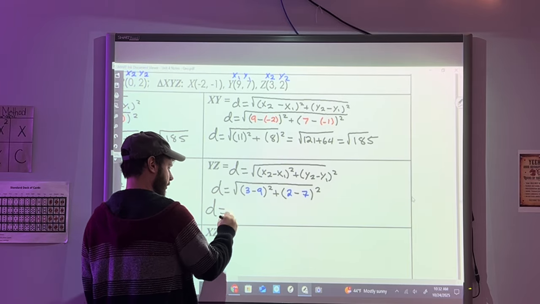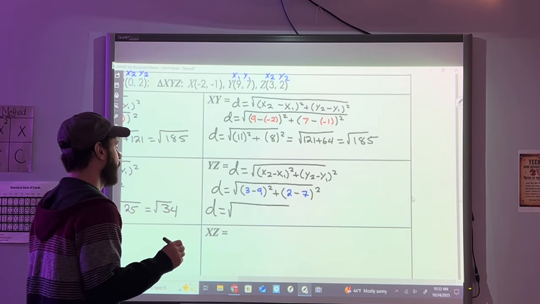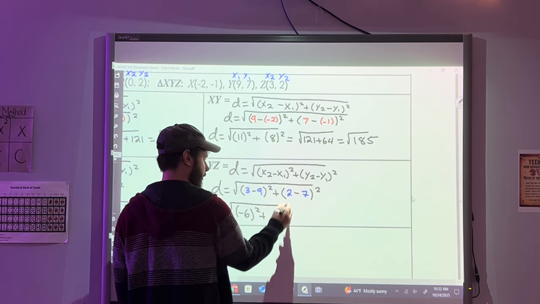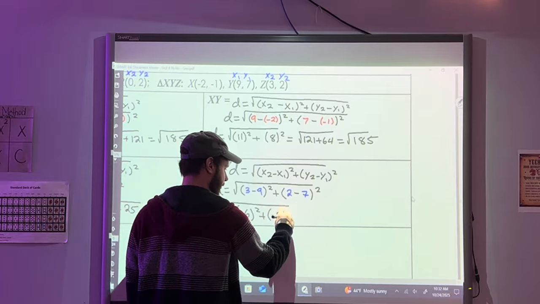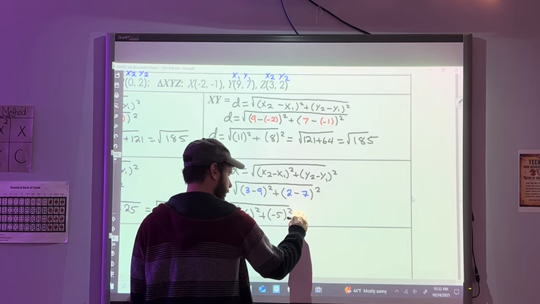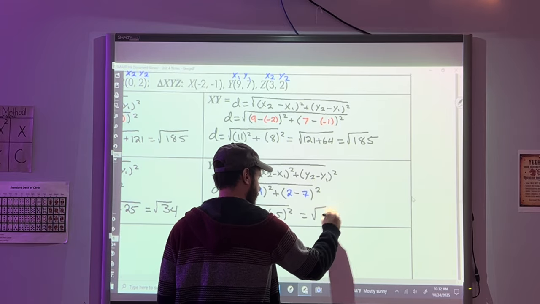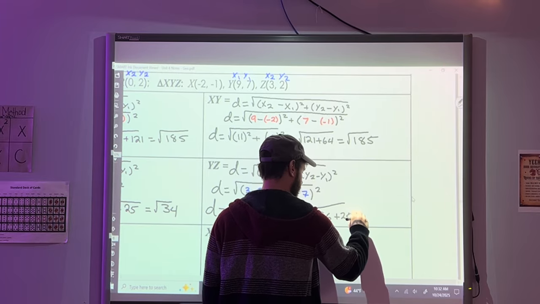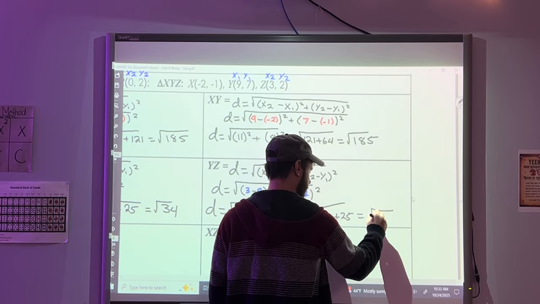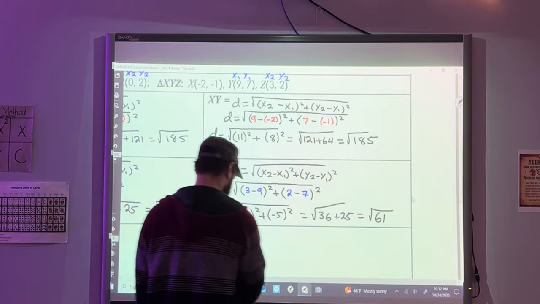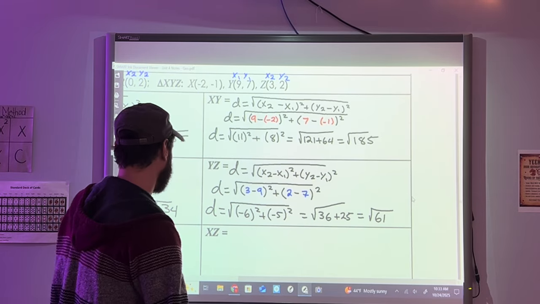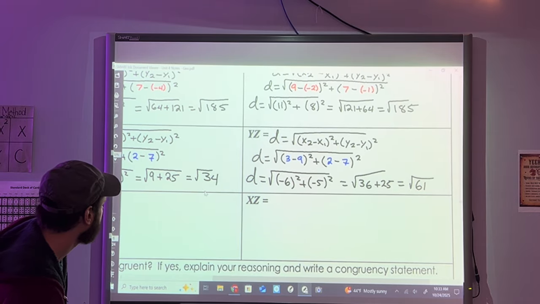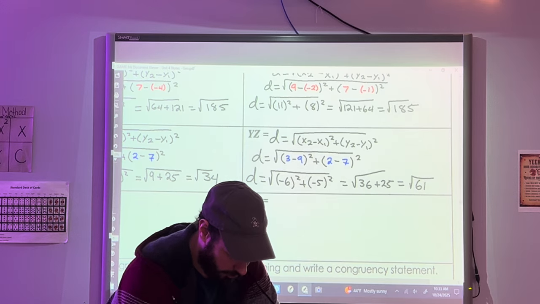Distance equals big ol' square root. 3 take away 9, negative 6 squared, plus that is negative 5 squared. All right, that's going to be 6 times 6 is 36. We know 5 times 5 is 25. Hey, wait a minute. That's going to be, what, 61? No. Well, 61 isn't 34. 61 doesn't match 34. I don't have to keep doing this, unless I messed up. I'm going to check the answers.